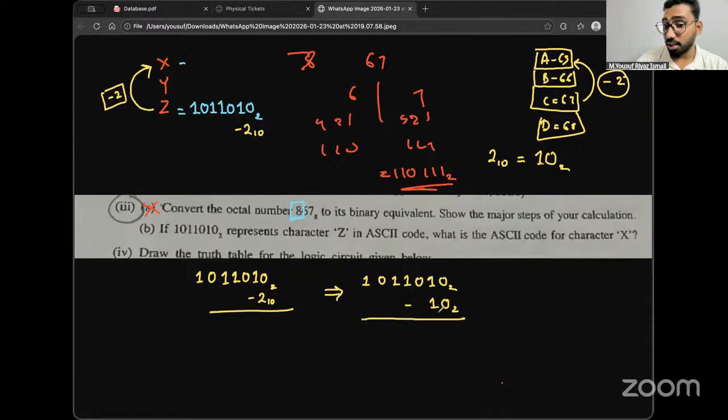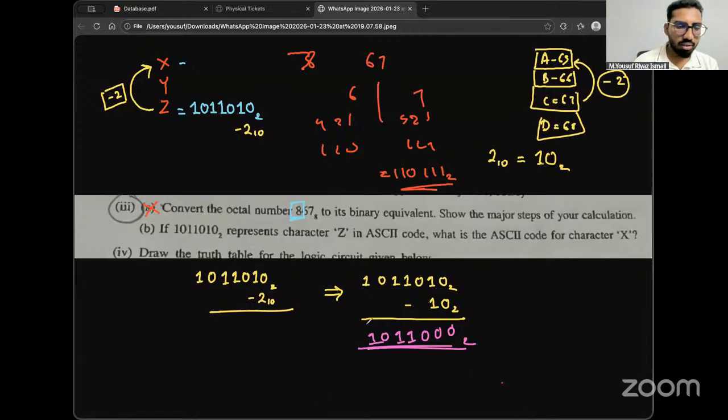Is this part clear? Understood how I got that 1, 0? If you follow that method, 0 minus 0 is 0, 1 minus 1 is 0. Then you have the remaining 1, 0, 1, 1, 0, 1. So this is the fastest method to do this question. So the answer is 1, 0, 1, 1, 0, 0.